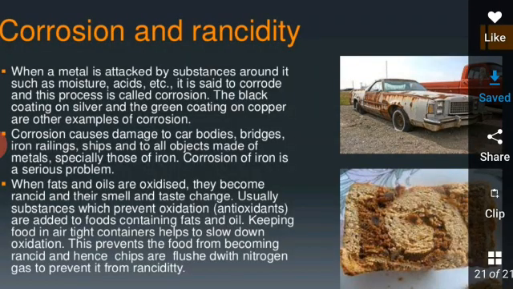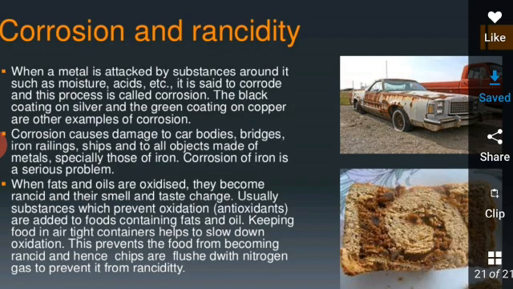Corrosion and rancidity. Metals are reactive in nature. So they react with air, moisture, acid present in our environment and lose their luster or shiny appearance. It is called corrosion. This also results in weakening of the metal. When a metal is attacked by a substance around it such as moisture, acid, etc., it is said to corrode, and this process is called corrosion. The black coating on silver and the green coating on copper are other examples of corrosion.